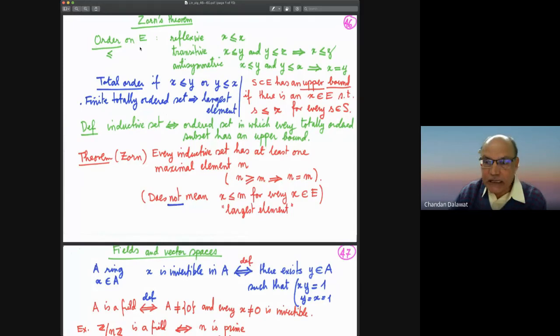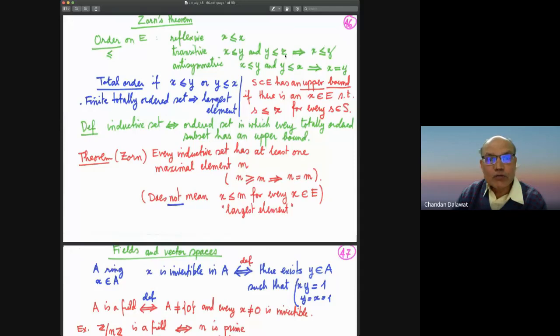It is some relation between elements of this set E, which is reflexive. So I'm denoting it by this sign, less than or equal to. I'll just read it as less than. Reflexive means that every x in E is less than x. That's the notion of reflexivity of any relation on a set. Then it should be transitive. So if x is less than y and y is less than z, then x should be less than z.